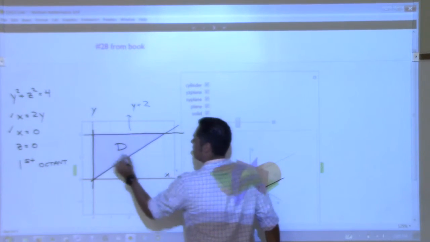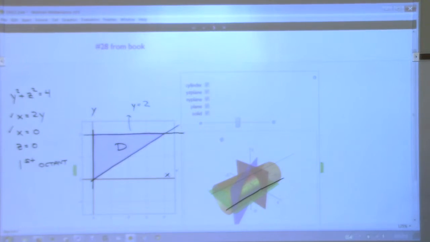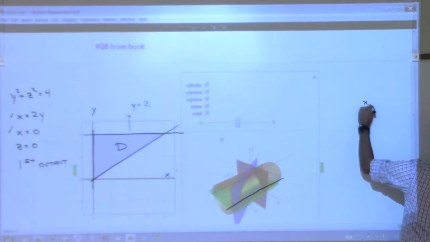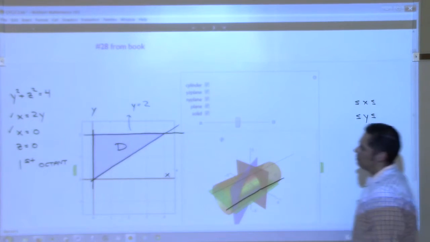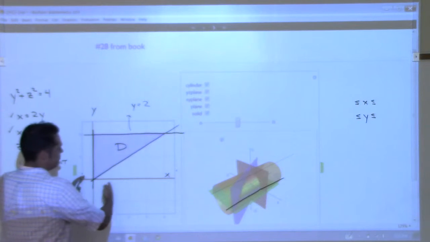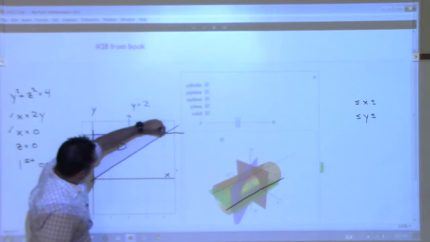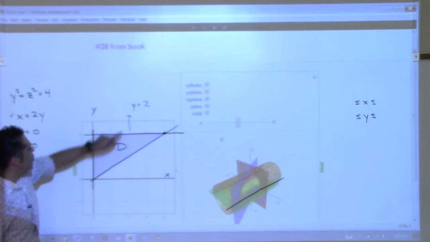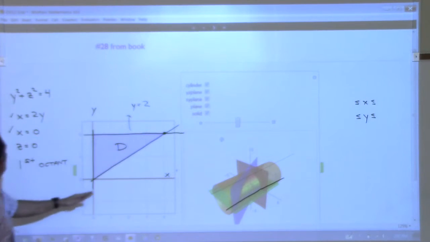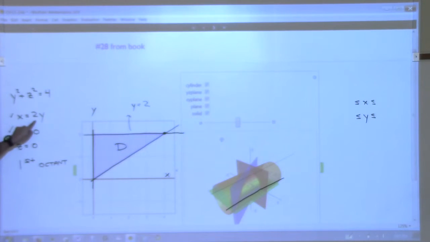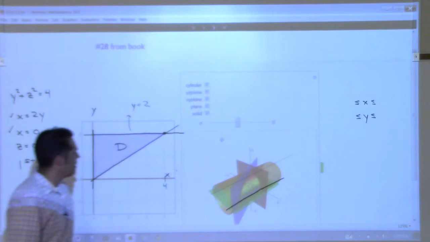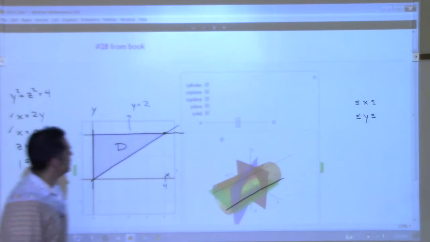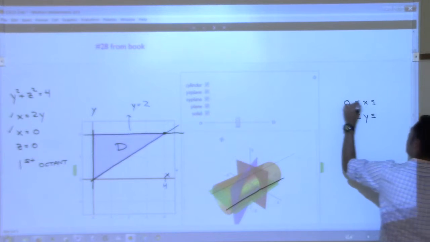And what type region is D? It's both, right? But I'm going to stick with type 1. X is between what? 0 and what? 4. Yeah, we have to figure out where those hit. So you'd want to know when 2 equals this line. So y equals 2. You plug it in here. If y is 2, x is 4. So you're able to get that this is 4. So you know the x goes between 0 and 4.